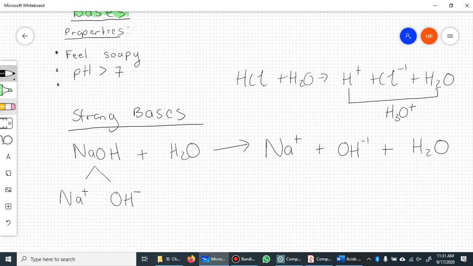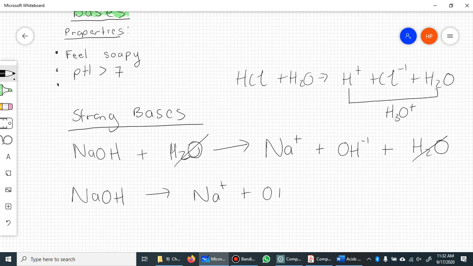Now, when you do bases, the rule in chemistry is when you write an equation and there's something written on the left and on the right and it's the same, you should cancel it out. So if there's water on the left and on the right, we should cancel them both out, which means when I rewrite this, it's going to look quite strange. So I'm going to write sodium hydroxide, arrow becomes sodium plus and hydroxide minus.